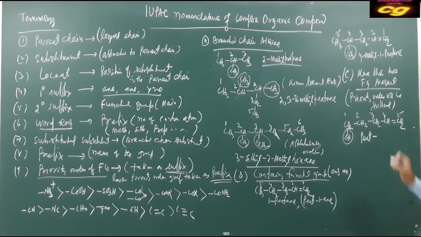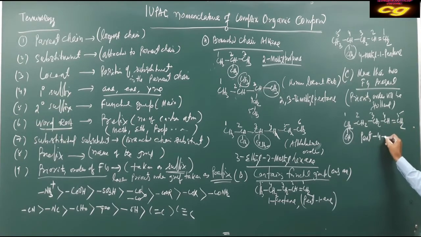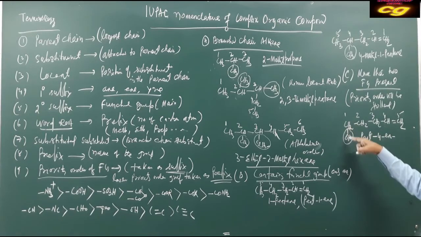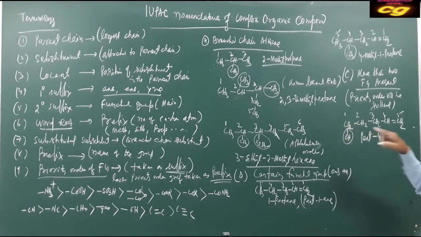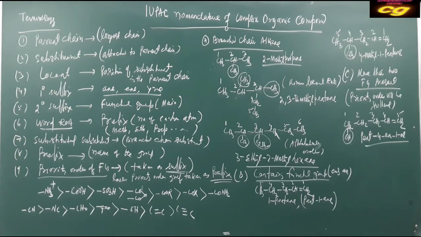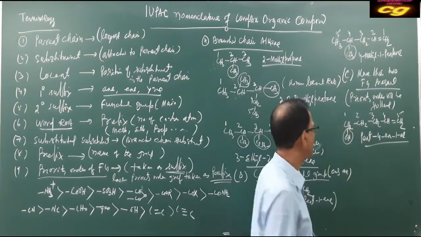So pent, then which will come? It is the lower priority, so it will come after pent. Then "en", position is 4, so 4-en. En means double bond. Then hyphen, what is the position of the higher priority functional group? That is position one, that is all. So 1-ol. Pent-4-en-1-ol. You can also write 4-pentenol. It is also correct.